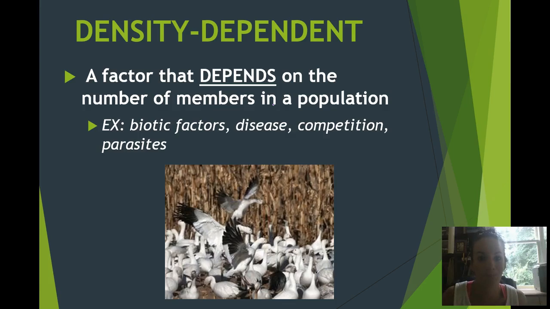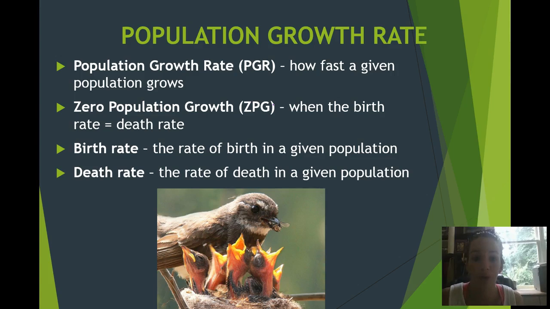Population growth rate is something you also need to be familiar with in terms of terminology. PGR, or population growth rate, is just how fast a population grows. Zero population growth is basically when birth rate equals death rate. You should know what birth rate and death rate mean, but just in case, here are a couple of definitions for you: the rate of birth versus the rate of death in a given population.